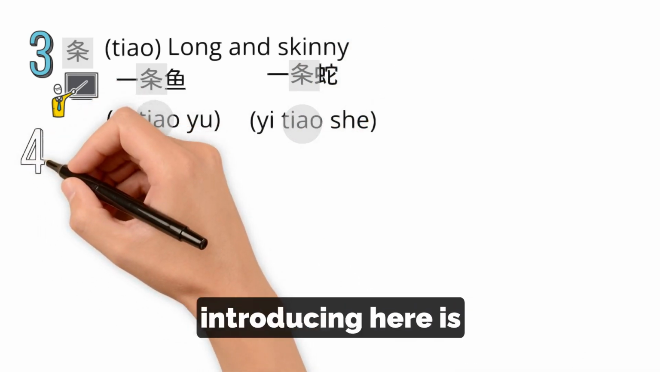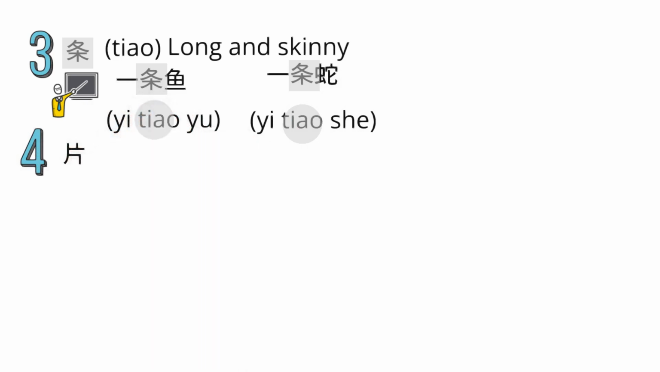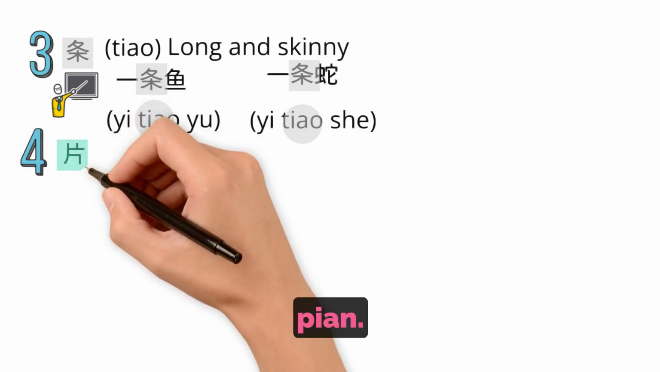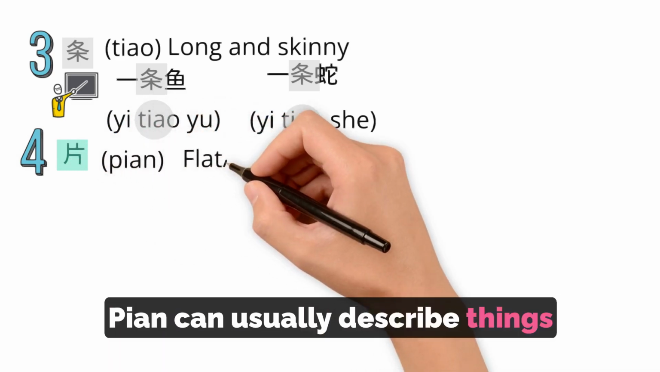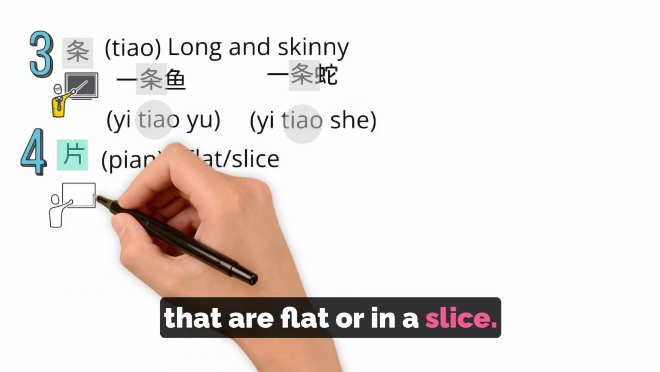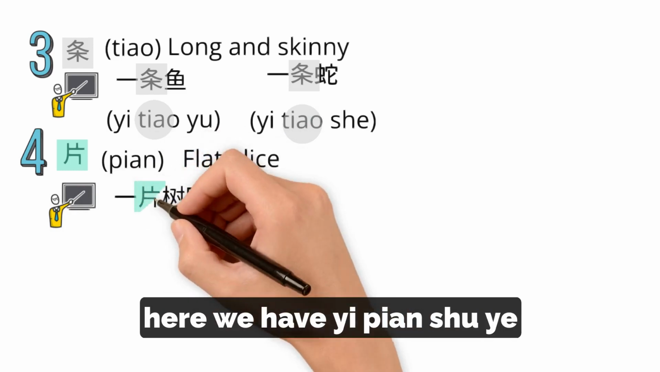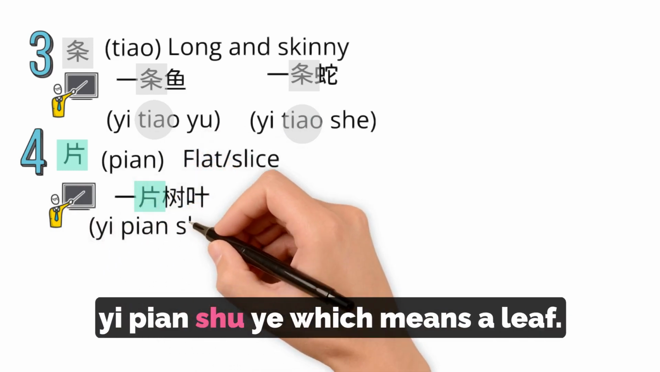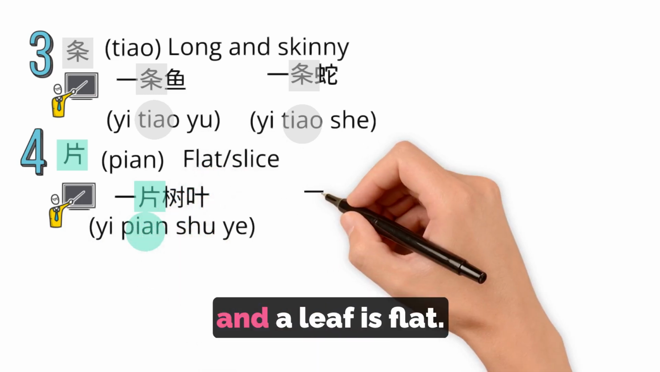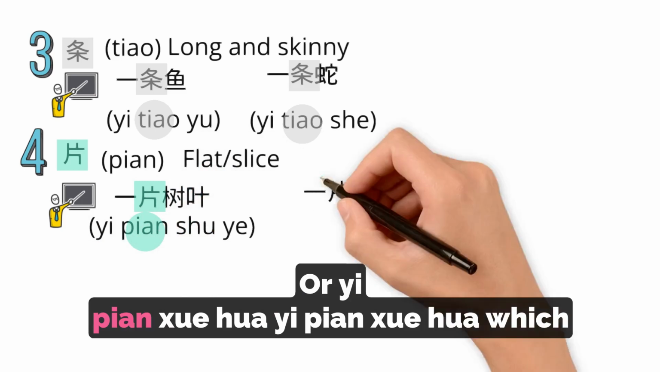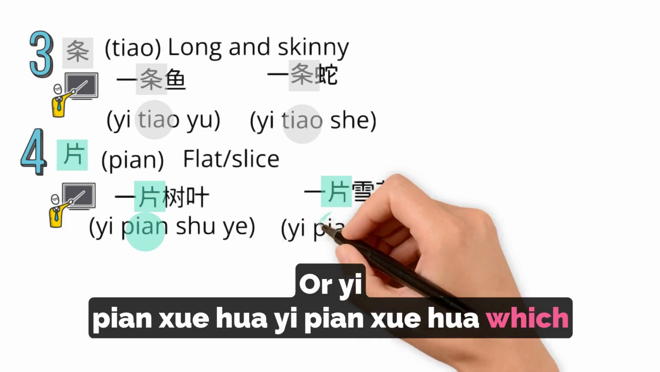And the fourth one that I'm introducing here is 片. 片 can usually describe things that are flat or in a slice. For example, here we have 一片树叶, which means a leaf. You can picture a leaf, and a leaf is flat. Or 一片雪花, which means a snowflake.